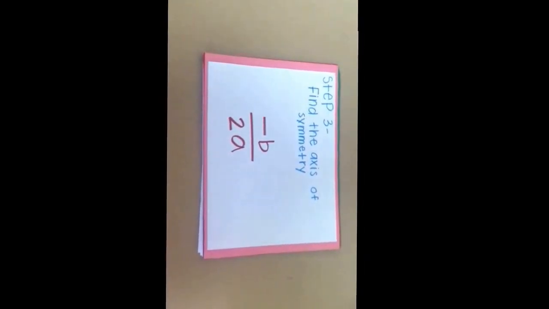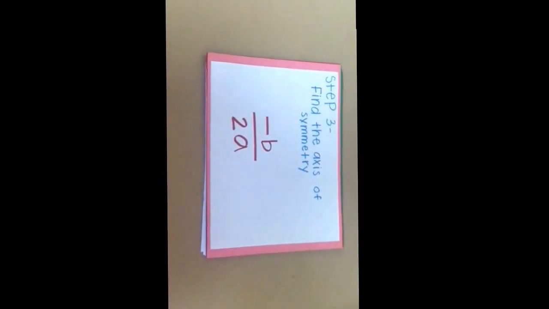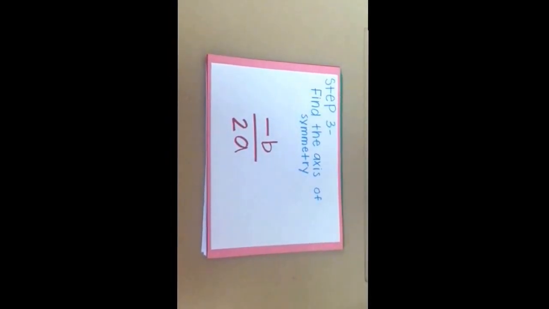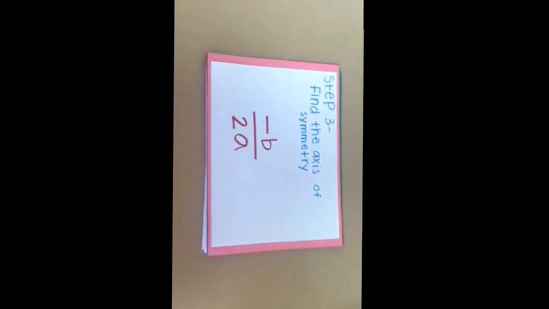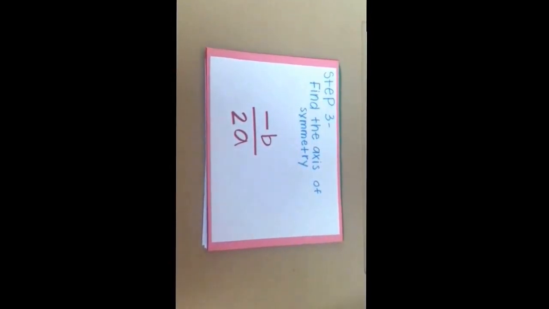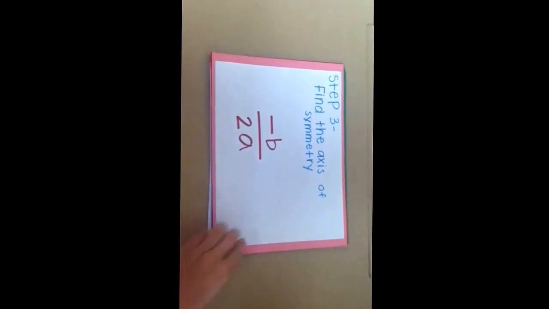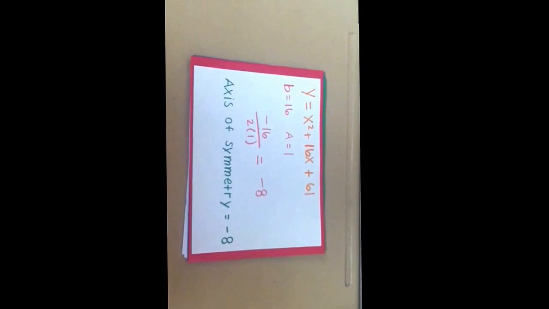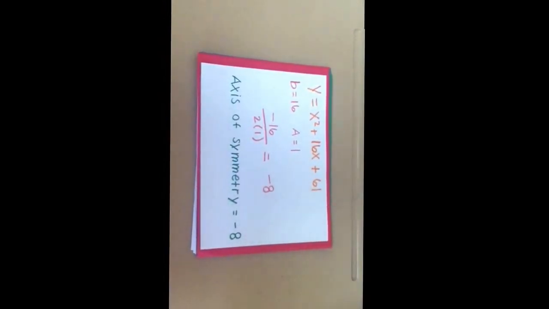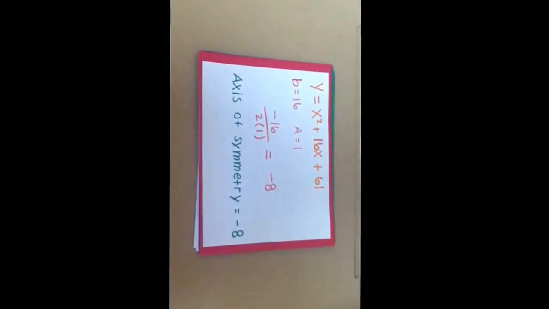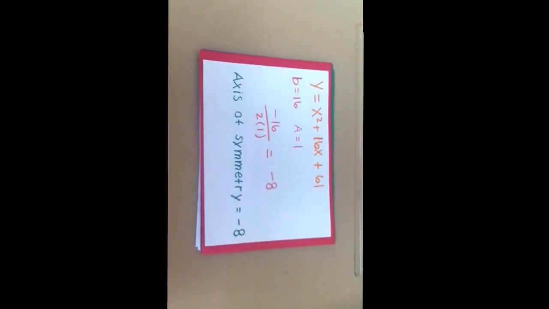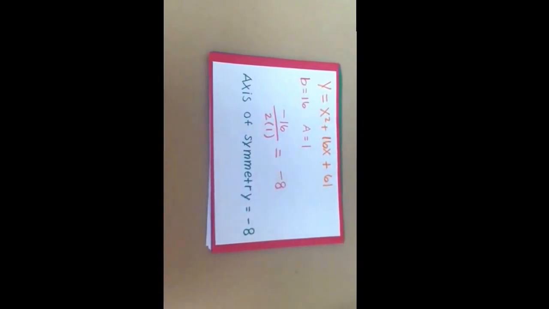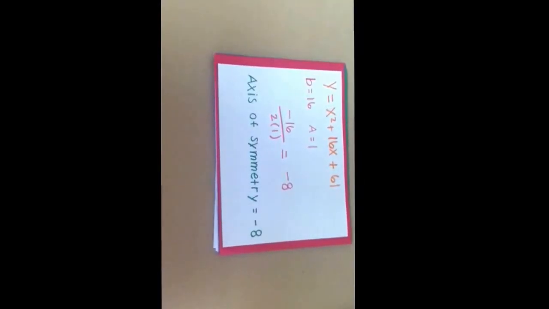Step 3. This is a very important step to graphing an equation because this tells you exactly where the vertex will be. The equation for the axis of symmetry is negative b over 2a. For this equation, b equals 16 and a equals 1, and the opposite of b is negative 16, and 2 times 1, which is a, is 2, and negative 16 divided by 2 is negative 8, so negative 8 is the axis of symmetry.